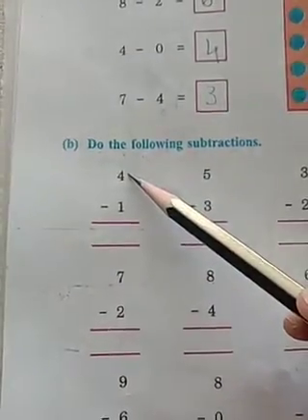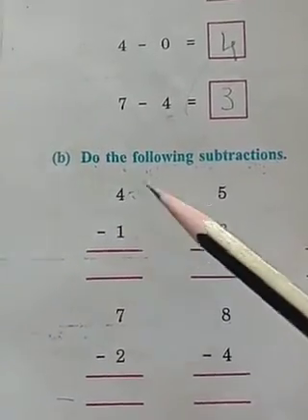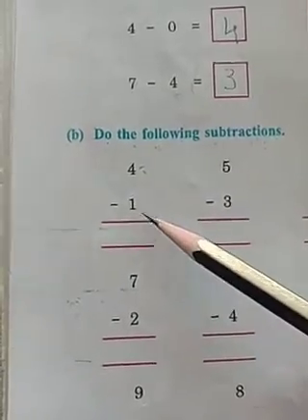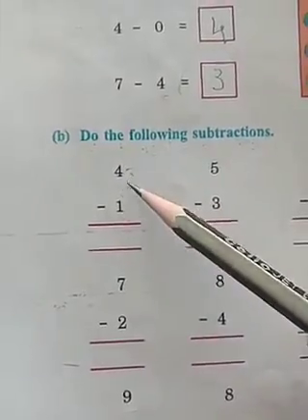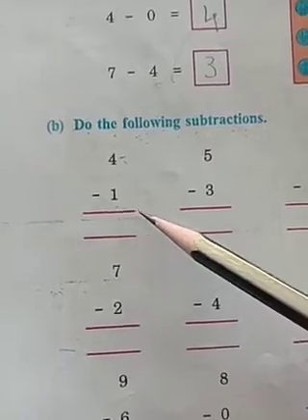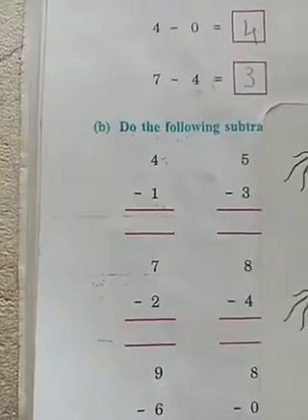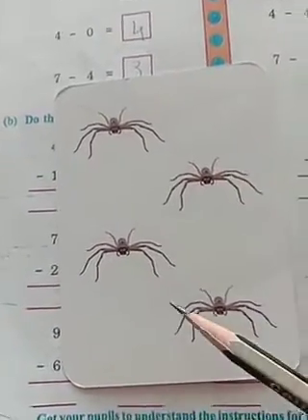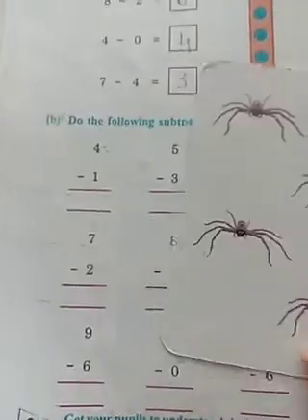So here, 4. What is this, children? 4, spelling F-O-U-R. The down one, spelling O-N-E, 1. 4 minus 1. So how much is 4 minus 1? I am taking 4 spiders here. How many spiders total are here? 1, 2, 3, 4. 4 spiders.